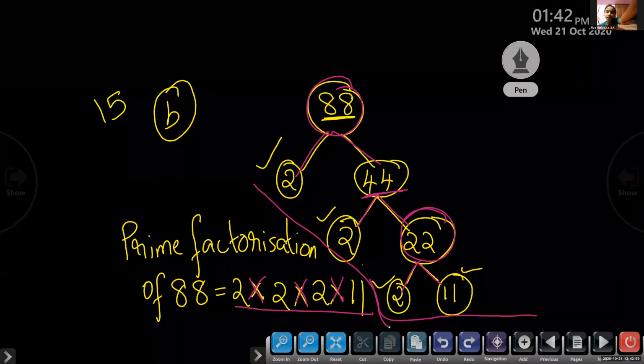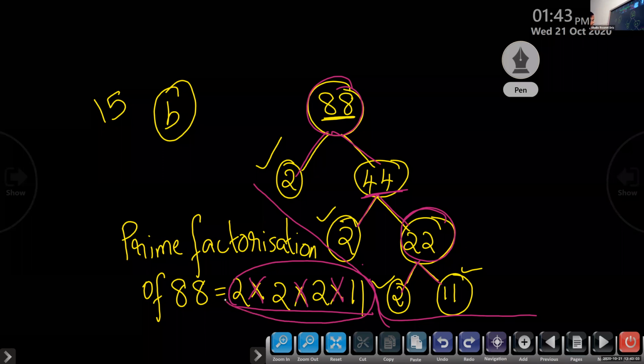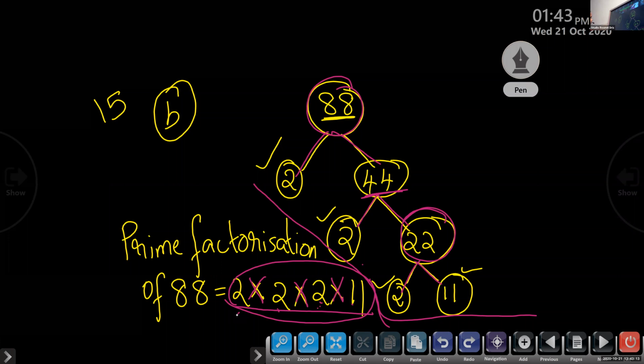Look at the board again. 2 into 2 into 2 into 11. Multiply and check whether you get 88. 11 into 2, 22. 22 into 2, 44. 44 into 2, 88. Okay.